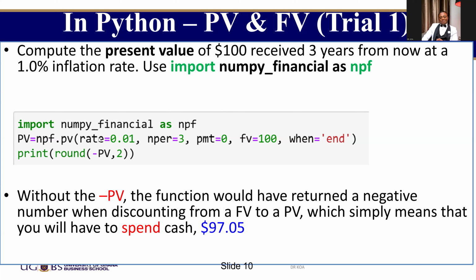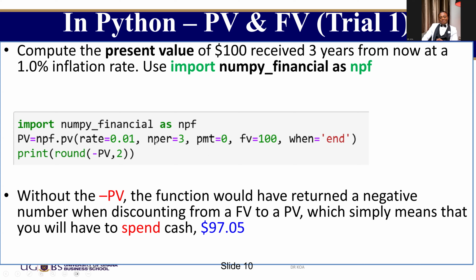Okay, so you can see that I have put a negative in front of the present value during the final computation. Why did I do that? Why did I put a negative in front of the present calculation? Why did I say print round into bracket negative? Who can tell us why I did that?